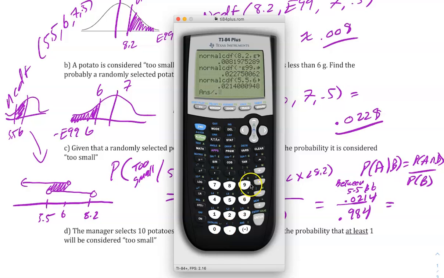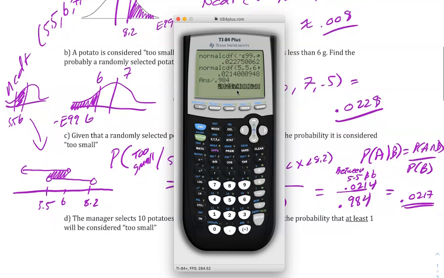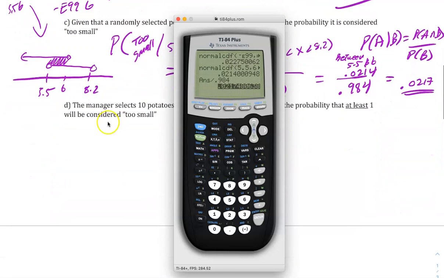0.984. Again, I'm just going to use 0.984 because that's choosing that from a previous answer, so I can use a rounded version of it. And I got, ignore this one, I pressed it twice on accident. We get 0.0217. So there we go.